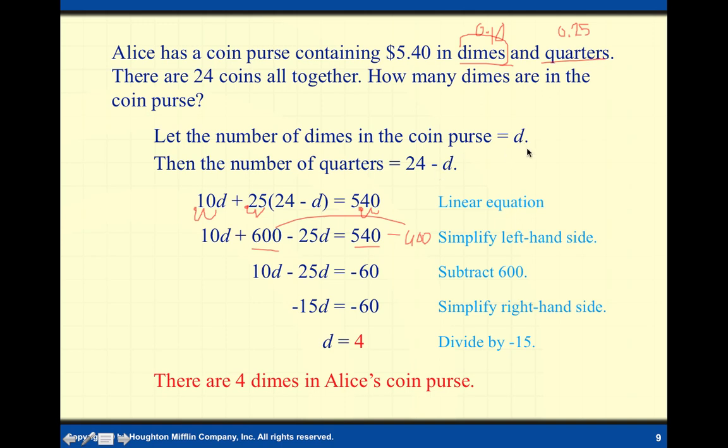Pag in-add mo yung dalawang yon, ang total nila is $5.40. Again, yung equivalent ng dimes is 0.10. Kung may apat, ibig sabihin, 0.40 yon. So, parang 40 cents. Kung dito naman, 20 quarters, 0.25 each, that's equal to 5. So, 5 plus 0.40 is 5.40. So, meron tayong $5.40 doon sa lalagyan ng barya ni Alice.